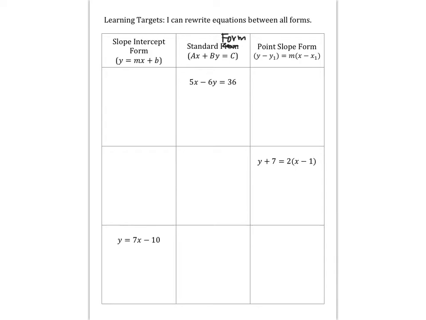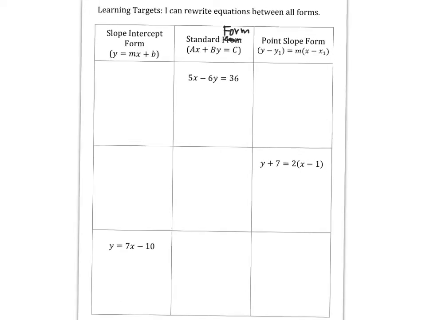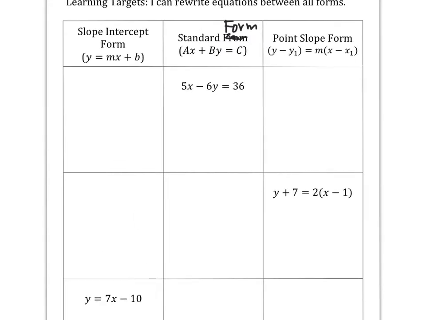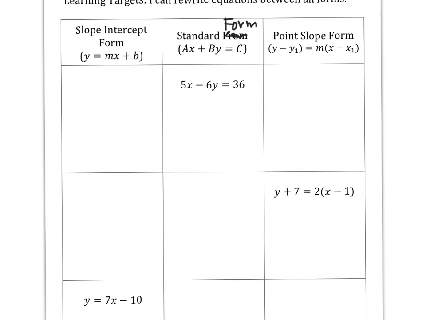Let's take a look here at the first example. So we are given the example 5x minus 6y equals 36 in standard form. Now we are only going to change that into slope-intercept form, not point-slope form, so we can put an x through that box. That's because for point-slope form, we need a point that's on that line, and in order to do that, we would need to graph that, and we're not going to worry about that right now. So let's rewrite this equation from standard form into slope-intercept form.